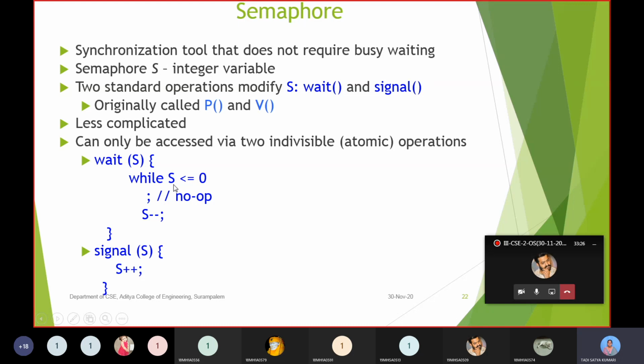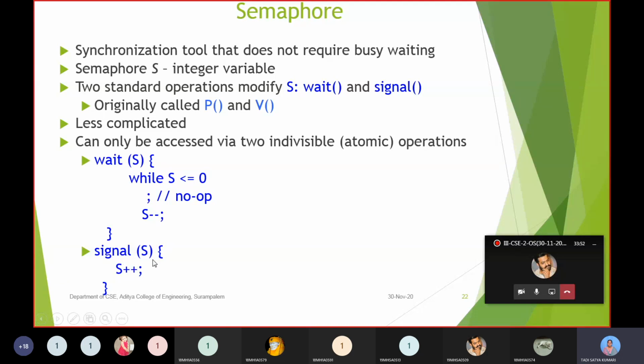And if the value of semaphore is not less than or equal to 0, then we are decrementing the value of the semaphore. That means initially the semaphore value is equal to 1, now it becomes 0. Okay. So this is what we are performing in the wait operation. We are decrementing the value of the semaphore by checking whether the value is less than or equal to 0 or not. Okay. Signal operation, we are incrementing the value of the semaphore.